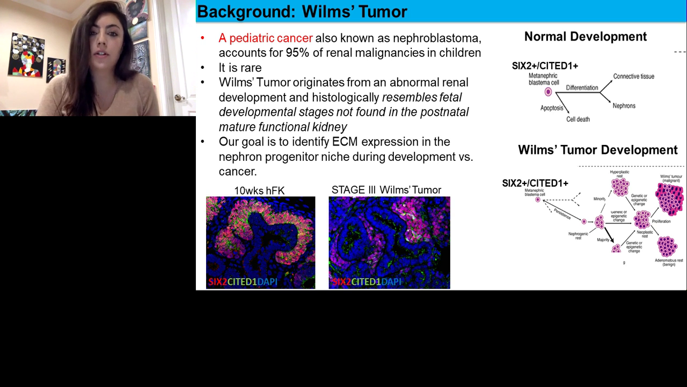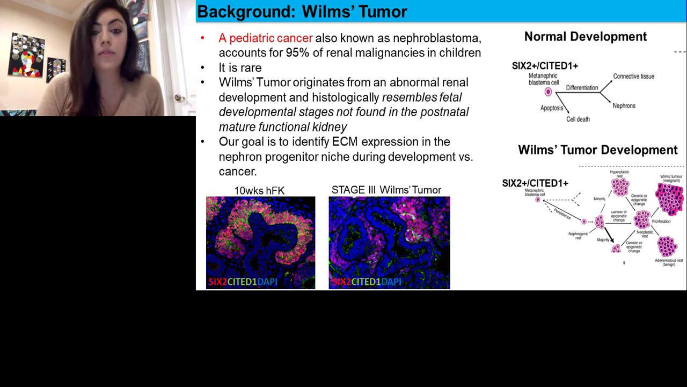It's quite rare. It occurs in 1 in 10,000 to 1 in 8,000 children. And Wilms tumor is believed to originate from abnormal renal development and tends to histologically resemble fetal developmental stages, not found in postnatal mature functional kidneys. So our goal was to characterize the extracellular matrix within normal developed nephron progenitors and Wilms tumor nephron progenitors that also express SIX2 and CITED1.